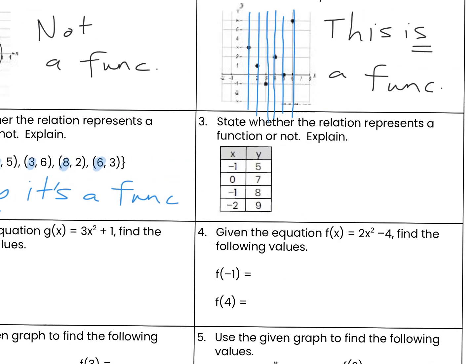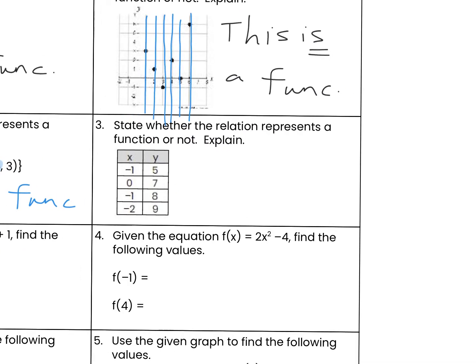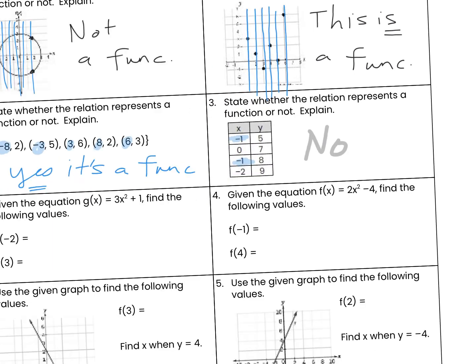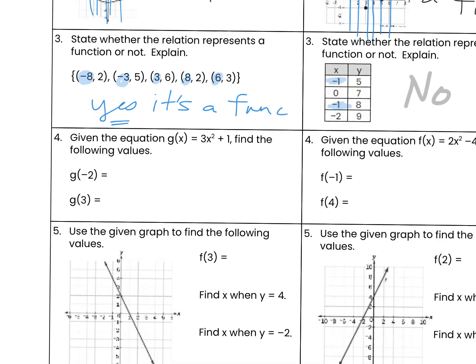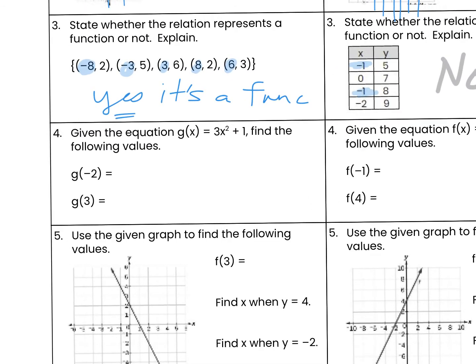And I look over to number 3 over here, state whether the relation represents a function or not. This is not a function because I see -1 twice, so no. Then I move on to number 4. Now we're looking at evaluating a function at different x values.